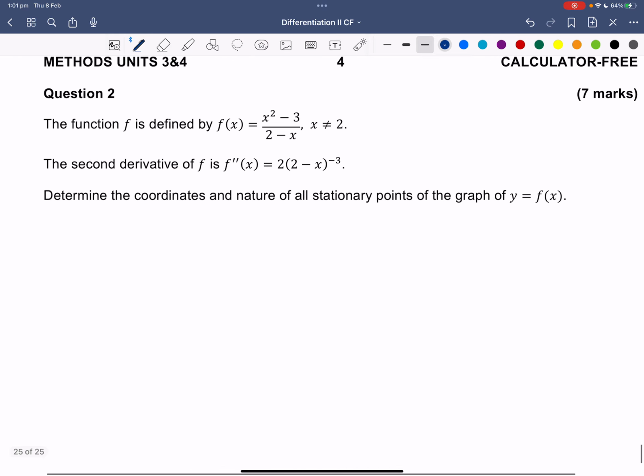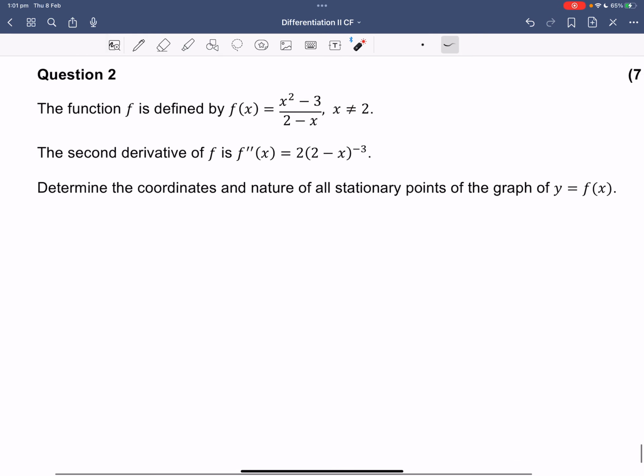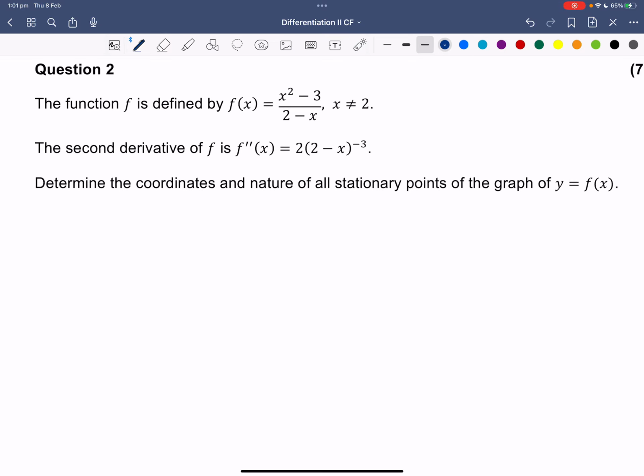Alrighty. Next question. This function is this. Determine the coordinates and nature of the stationary points, 7 marks. Luckily they gave us the double derivative. So the first thing we have to do is find the first derivative. They've given us the double derivative and the original function. So for the first derivative, quotient rule: copy the bottom, I always copy the bottom twice. Differentiate the top, minus the other way around: x squared take 3, differentiate the bottom.